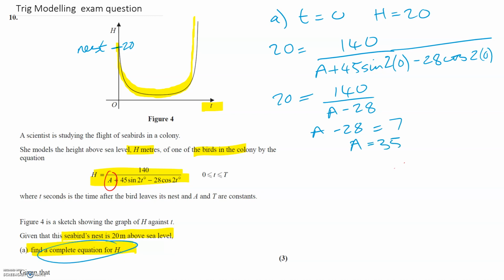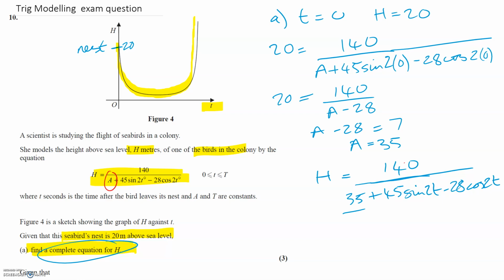So we have to find a complete equation for H. So we need to write down the final answer, which is H would equal this: 140 over 35 plus 45 sine 2t minus 28 cos 2t. So the whole point of part A was to find out what A is.